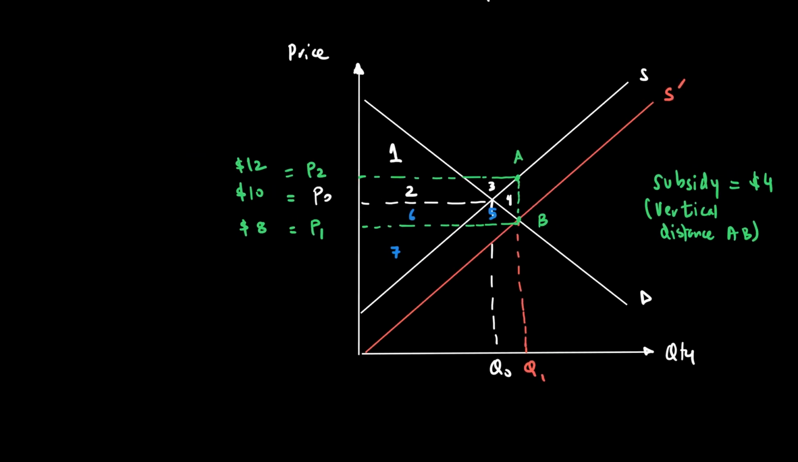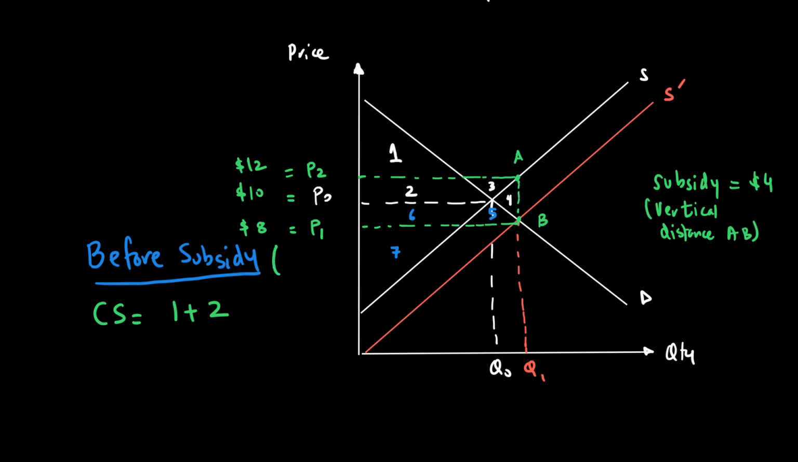So before subsidy, my consumer surplus is area 1 plus 2. Why is that so? Because before subsidy my price is P naught and the quantity is Q naught. If the price is P naught, the area under the demand curve above the market price is area 1 plus 2, while the area under the market price above the supply curve is area 6 plus 7. So producer surplus will be area 6 plus 7.